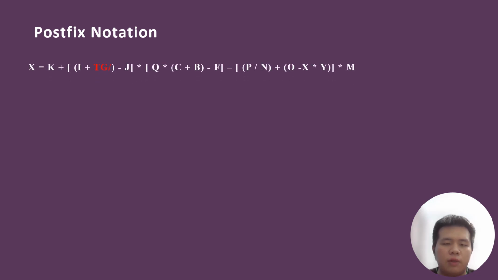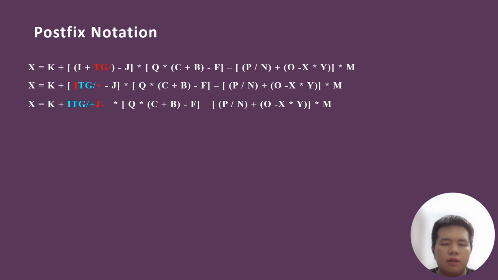So we start from the first bracket. Move the divide to the behind of G and it becomes TG divide. Then move the plus to the behind of divide and it becomes ITG divide add. Then we move the subtract to the behind of J and it becomes ITG divide add J subtract. Now the first bracket is complete, so we move on to the second bracket.